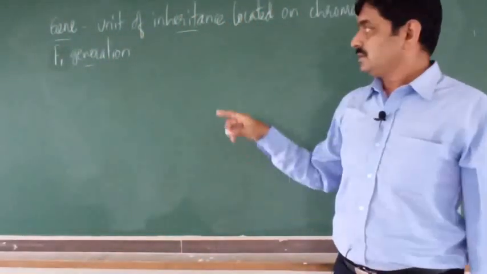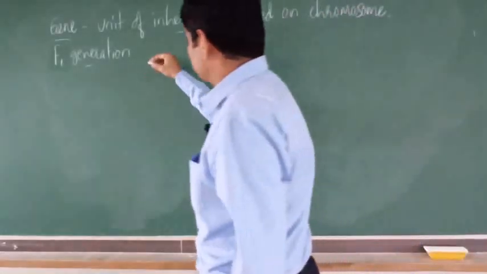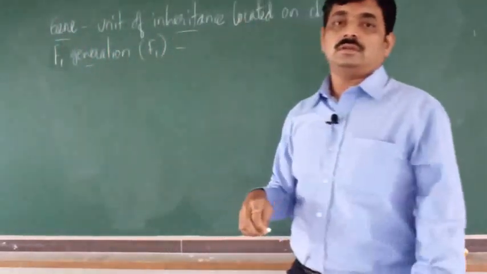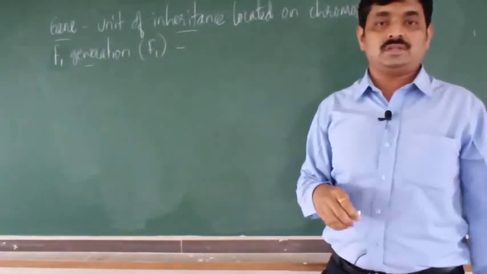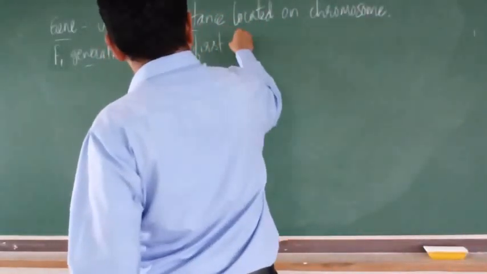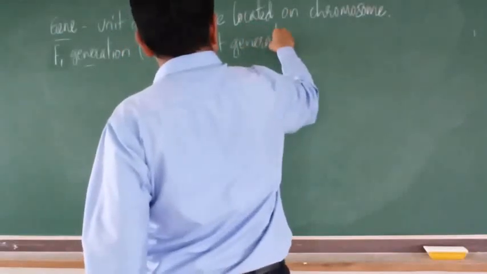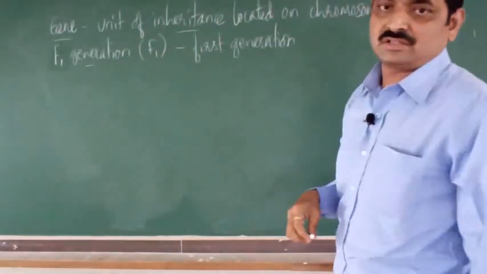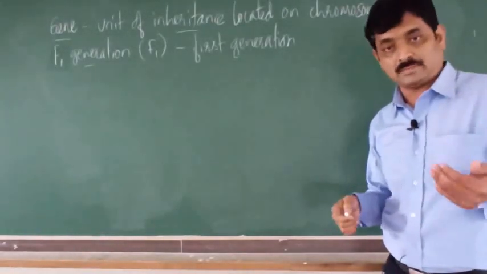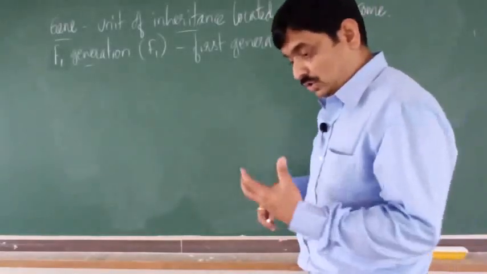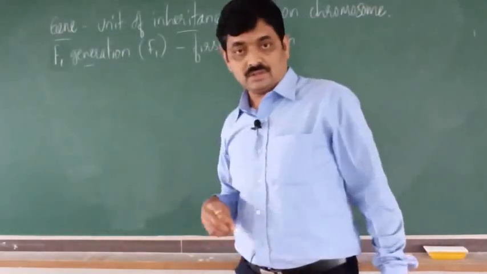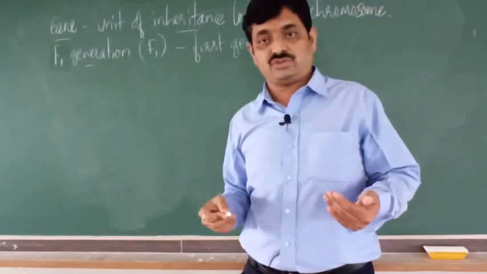So next we shall consider the F1 generation. Commonly we use it, right? F1 generation is the first generation that is produced by crossing parent plants or parent organisms. So when parent organisms are crossed, you get the first generation, and that first generation is called F1 generation or first filial generation.